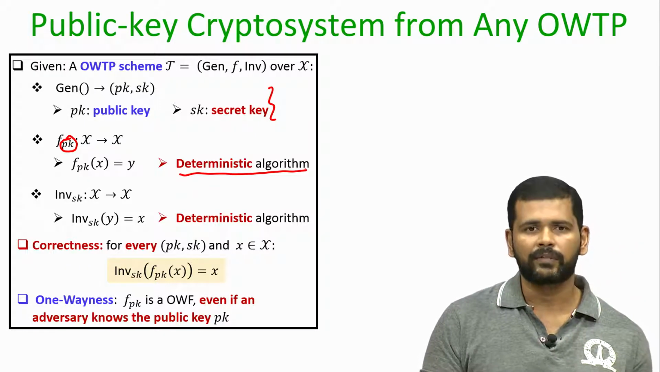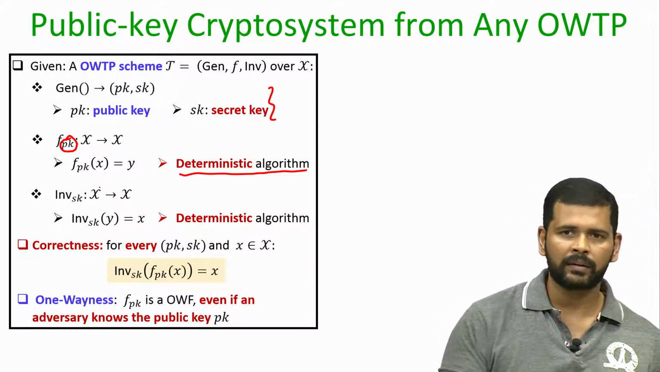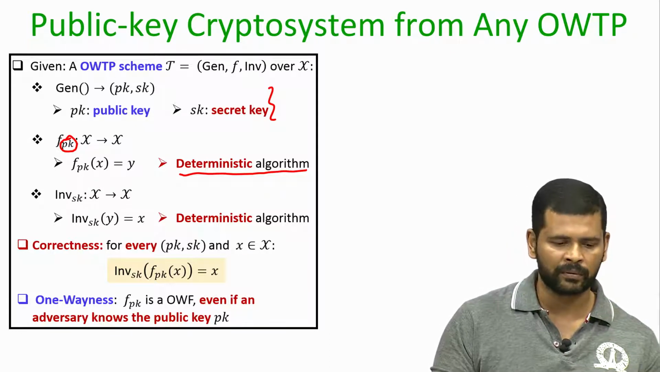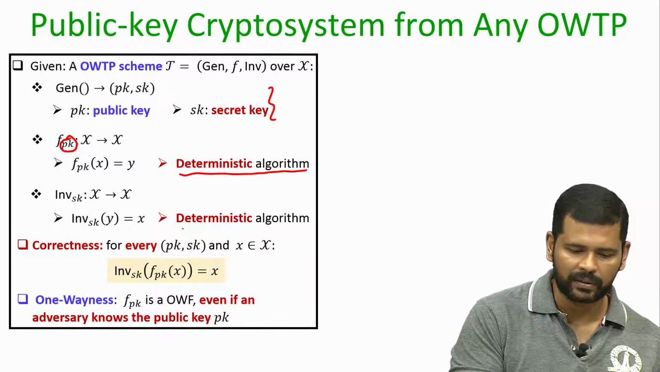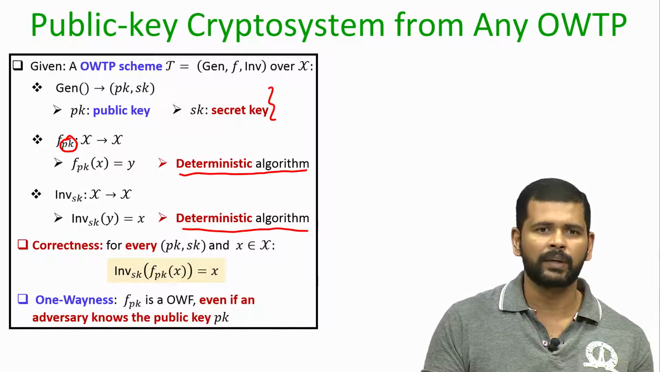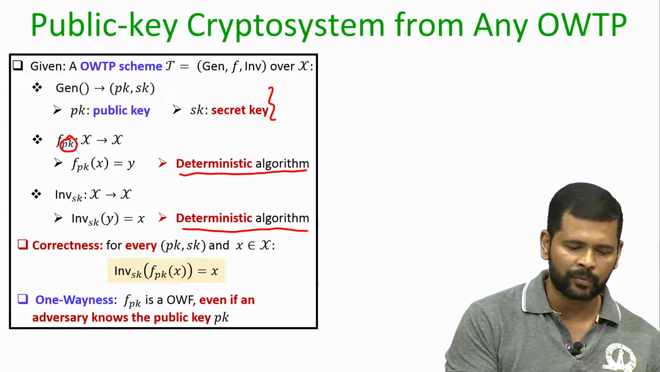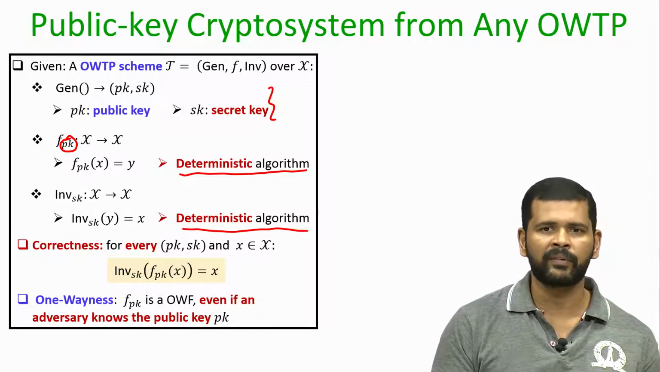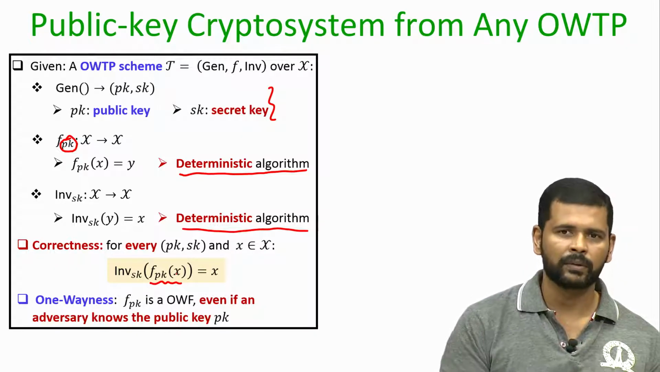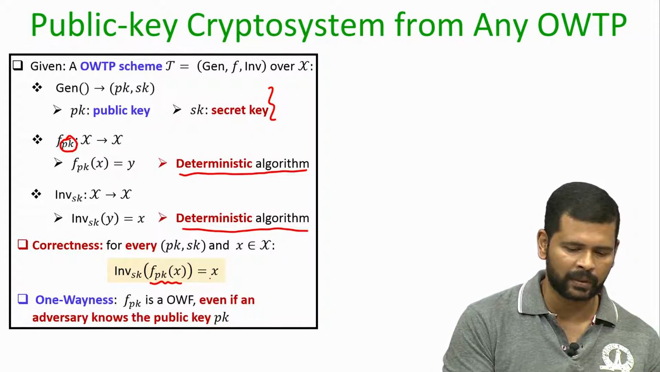On the other hand, the inverse function is a 2 input function taking the secret key sk and the input from the codomain which you want to invert, and it gives you an output from the domain of the function f. And also this is a deterministic algorithm. We need 2 properties from any one way trapdoor permutation scheme. The first property is the correctness property, which requires that for every pair of keys output by the parameter generation algorithm and for every input little x, if you compute the value of f of x and then you compute the inverse of that with respect to the secret key sk, then you should get back the output x.